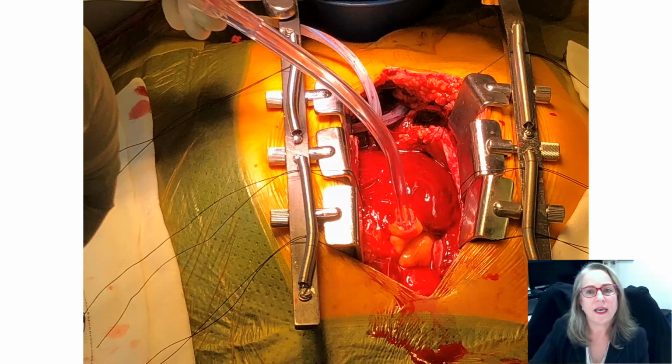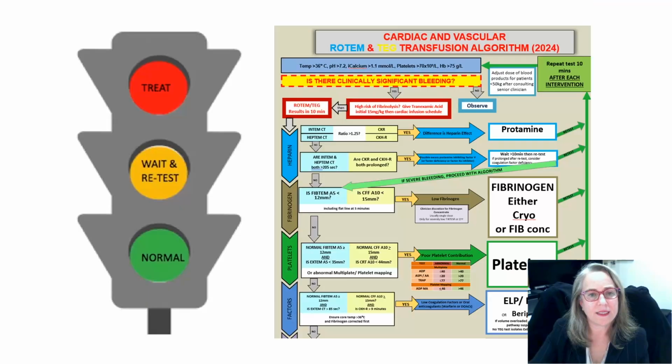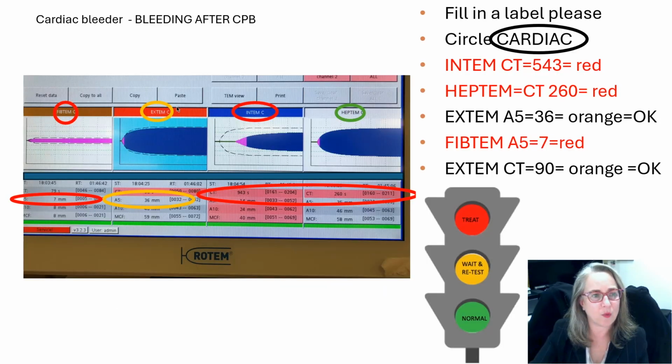So this is where I spend a significant amount of my life. This is what I look at as a cardiac anaesthetist. And this is our algorithm that I've just gone through. So case number 1, cardiac bleeder number 1. Here are the 4 results. Can we please now pause and fill in a label?